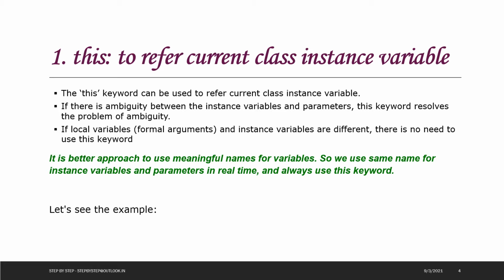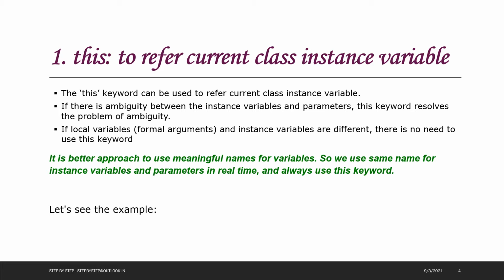Okay, so let's understand the first use of the this keyword: to refer to the current class instance variable. But why do we need to use the this keyword to refer to the current class instance variable? Because sometimes there is an ambiguity between the instance variable and the parameters of the method, and then the this keyword resolves the problem of ambiguity.